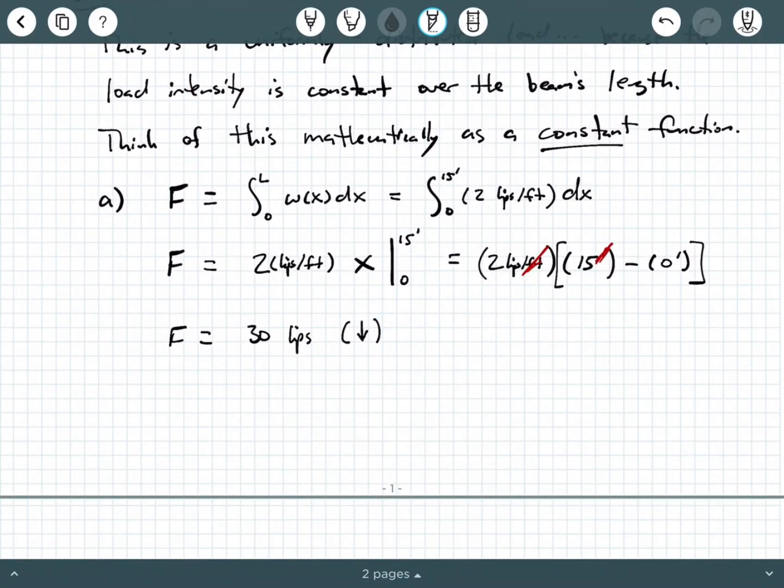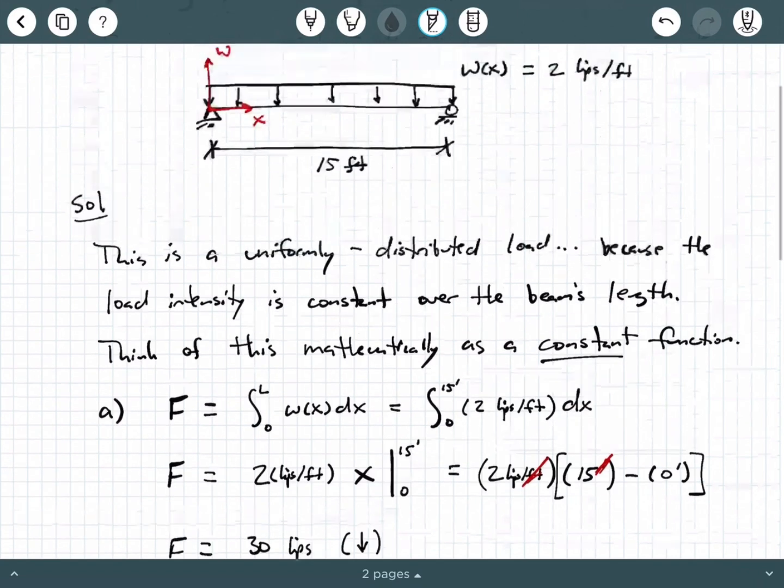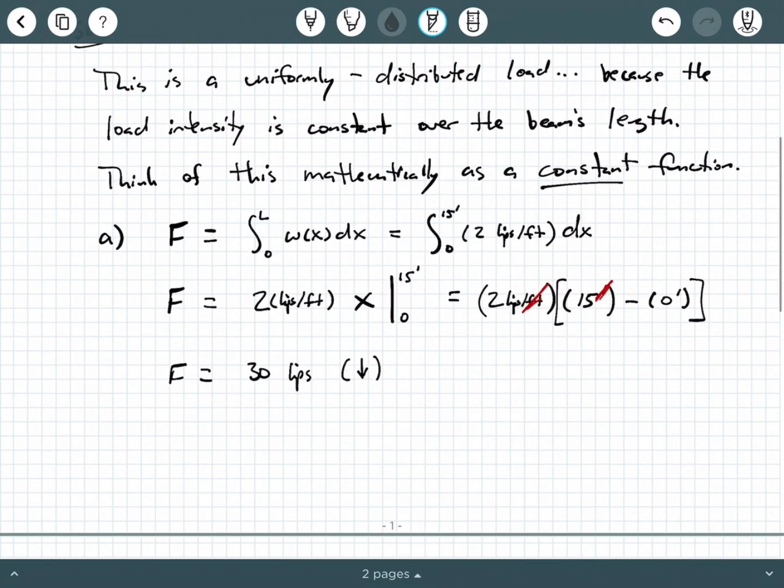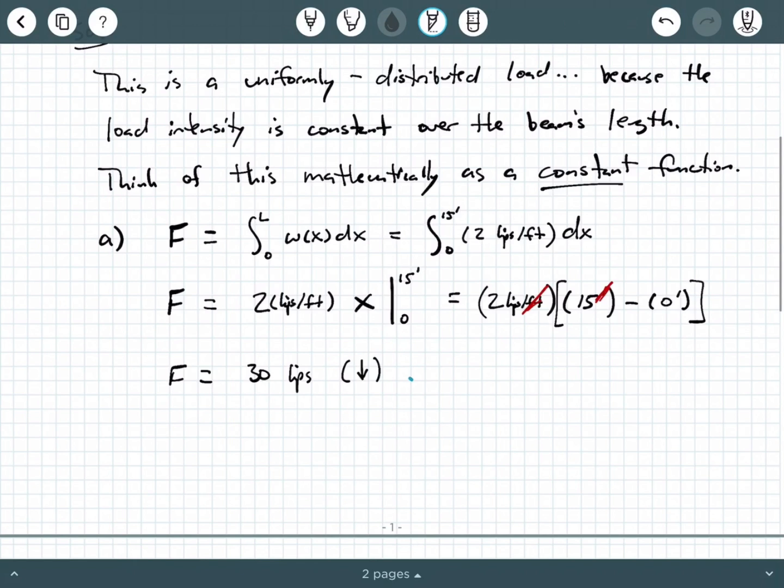Now, some people will attach a negative sign to the 2, and then when they evaluate that integral, there's a negative sign built into their final value, and they take that to mean negative is pointing down. But again, I prefer to keep it in the positive form and then look at it physically. It's pointing down, so I put a downward arrow here. So that's the integral form.